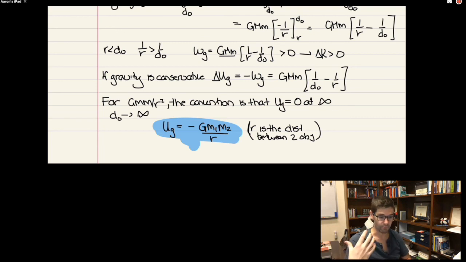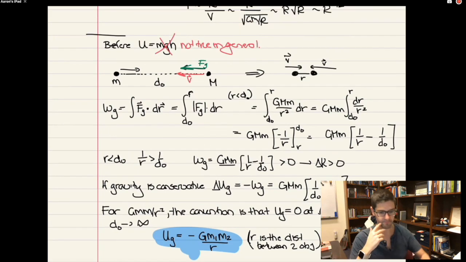You can show mathematically that this becomes mgh if you're near the surface of the Earth and you make the appropriate mathematical approximations. You can show this is identically equal to mgh. But in general, we define the potential energy as negative G m1 m2 over r, the distance between them.